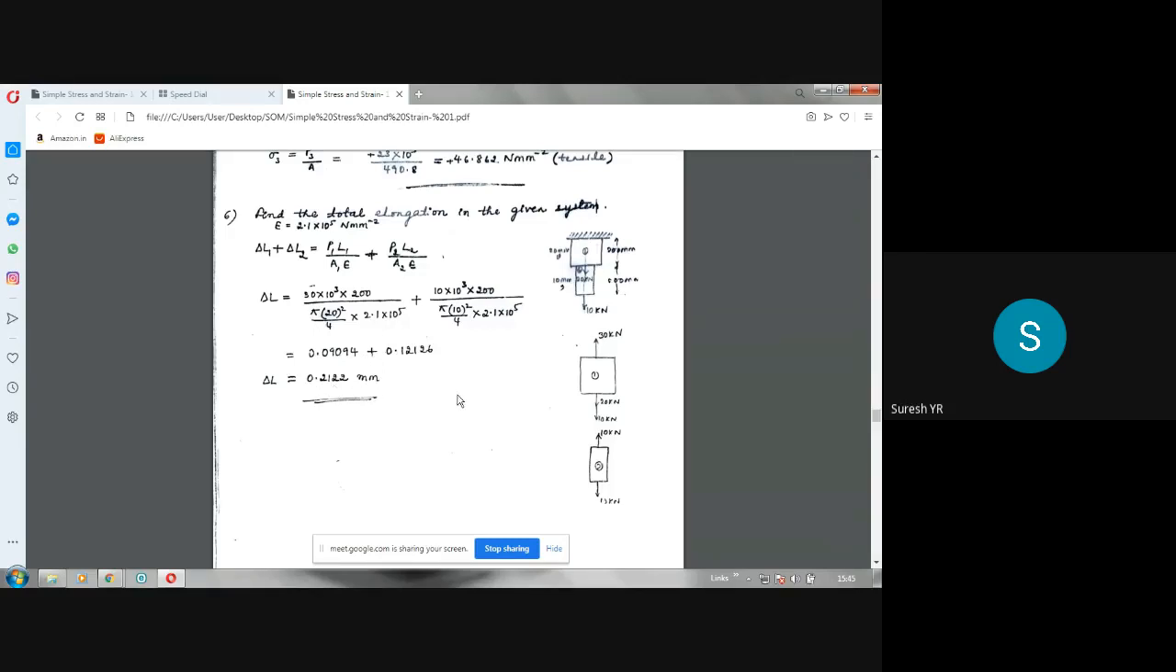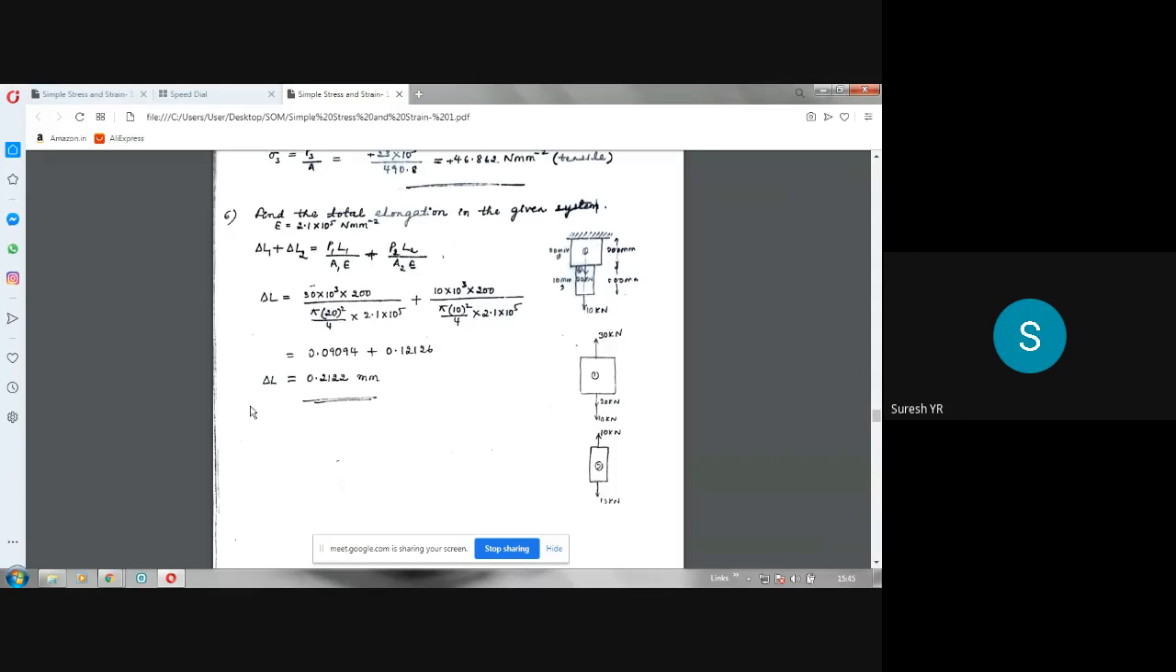So this is how we have to do. First step is to separate the portions from the bar. So that composite bar should be converted to simple bars of uniform diameter here, of course. Find out the forces acting on each portion of the bar separately by considering the equilibrium of each bar.